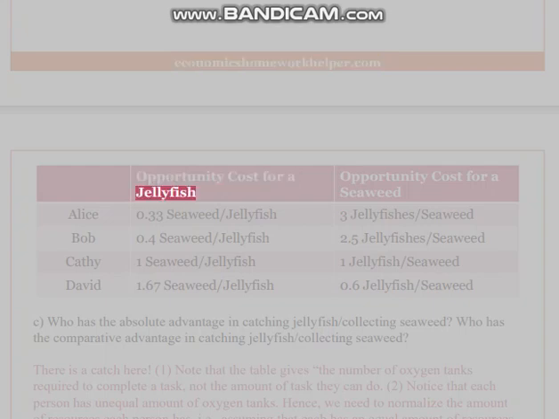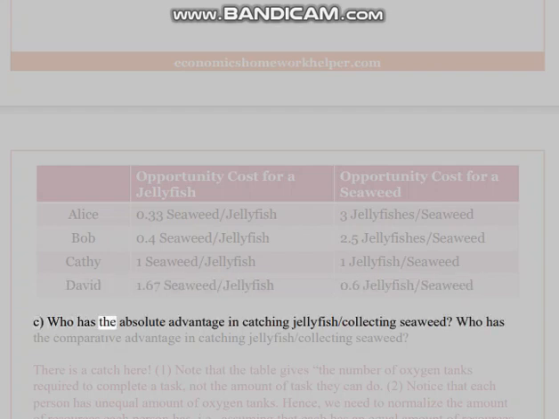Opportunity cost for a jellyfish, opportunity cost for a seaweed. Alice: 0.33 seaweed/jellyfish, 3 jellyfish/seaweed. Bob: 0.4 seaweed/jellyfish, 2.5 jellyfish/seaweed. Kathy: 1 seaweed/jellyfish, 1 jellyfish/seaweed. David: 1.67 seaweed/jellyfish, 0.6 jellyfish/seaweed.